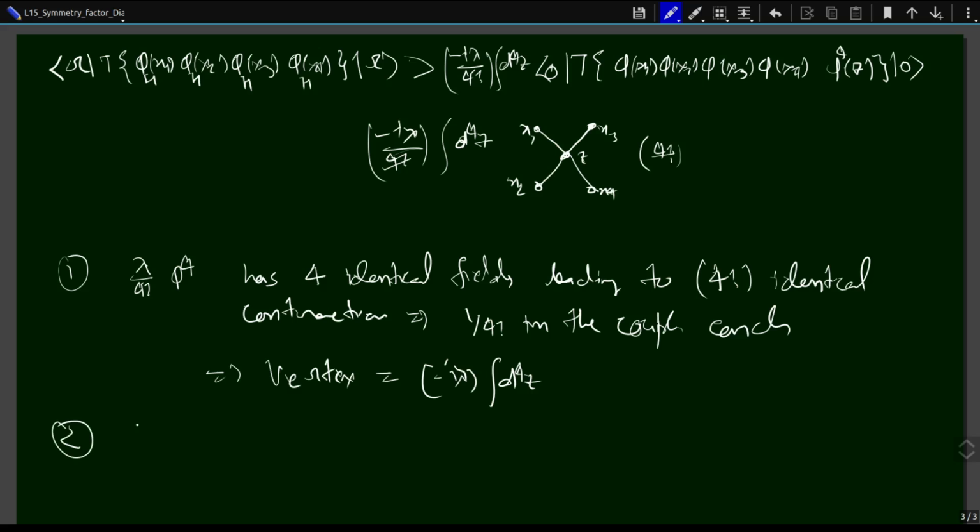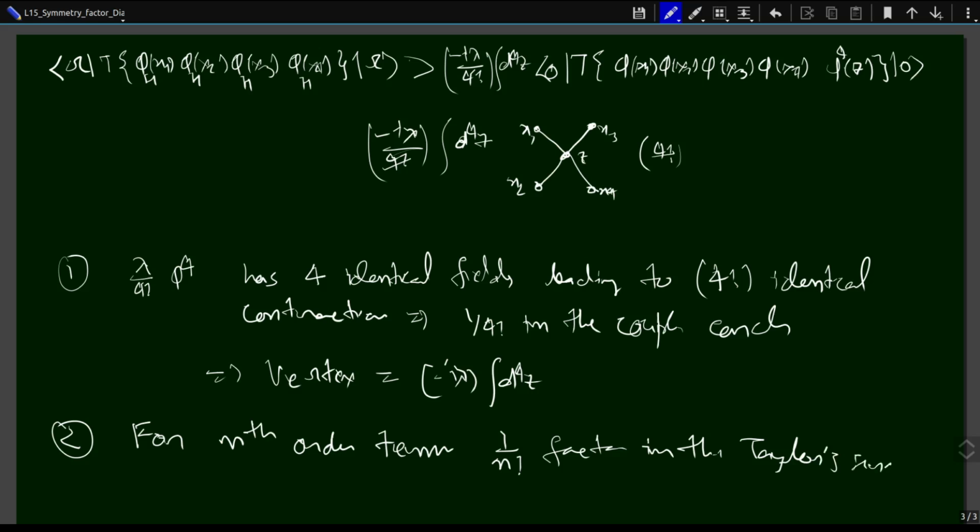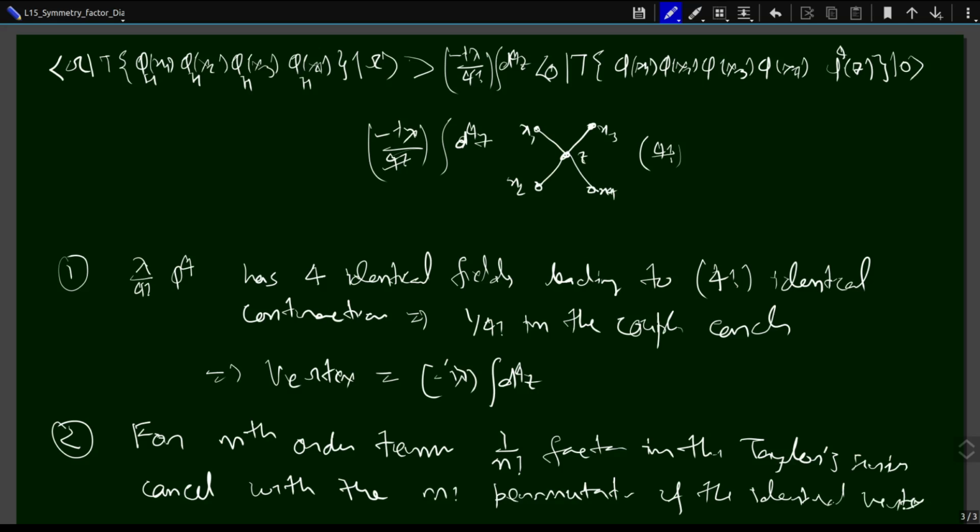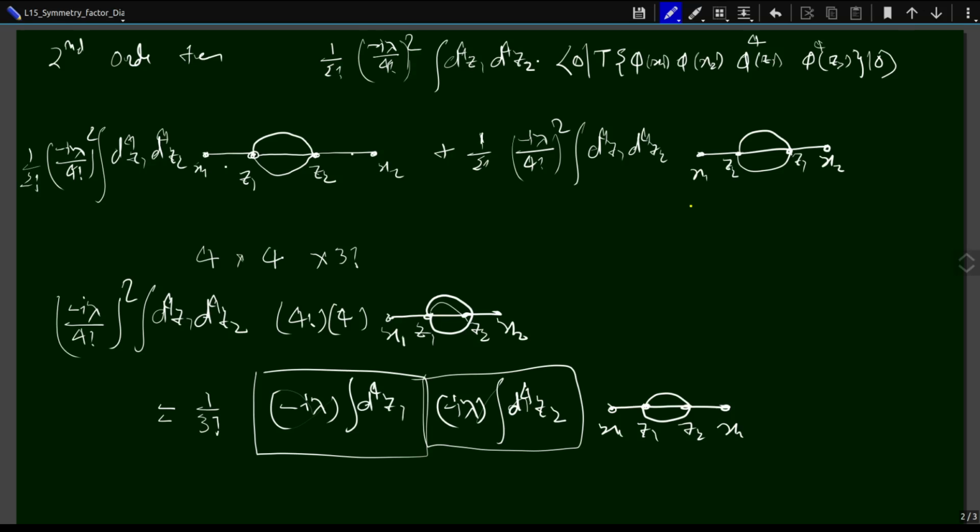And the second is, for nth order term, the 1 by n factorial in the Taylor series when I'm expanding the exponential cancels with the n factorial permutations of the identical vertices. So this is what we basically did in here. Here z1 and z2 are identical vertices. Okay, I can swap them.